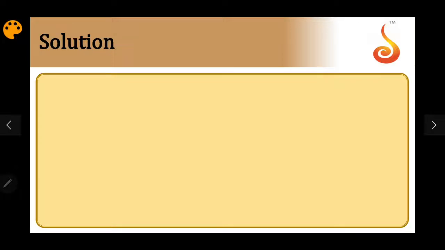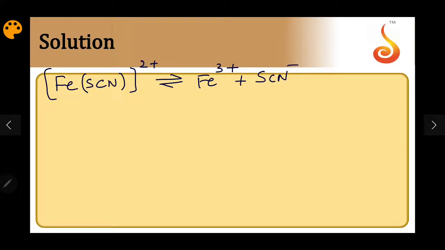So if I write the equation again, FeSCN2+ dissociates to give Fe3+ and SCN−. The initial concentration of iron is 1 ppm. So initially, the complex will be 0, and Fe is 1 ppm.